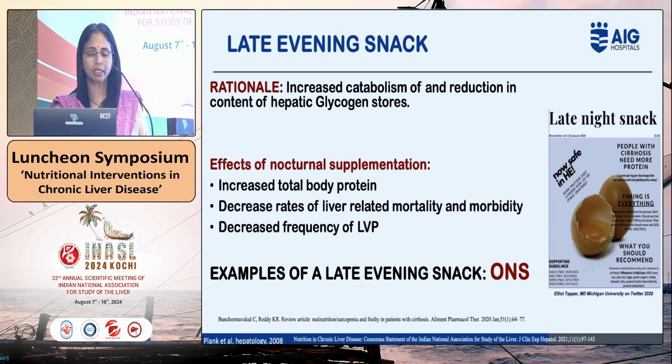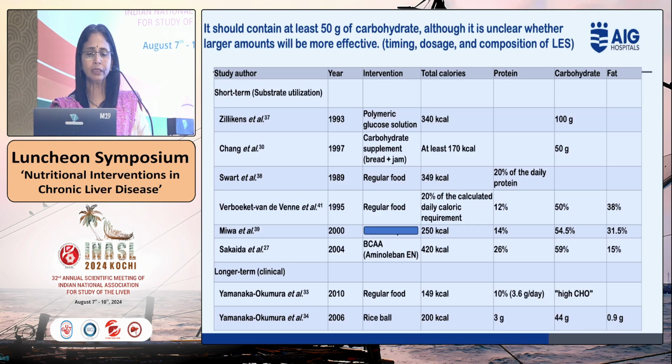And this is the rationale behind giving a late evening snack: you prevent the catabolism among these patients and then increase the amount of body proteins. There have been many studies which talk about the late evening snack. The recommendations say that the late evening snack should contain at least 50 grams of carbohydrate, because the main aim of having a late evening snack is to provide high energy, unlike the breakfast where you focus on a high protein requirement.